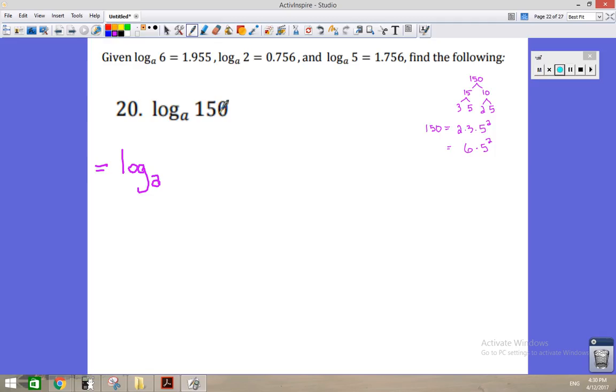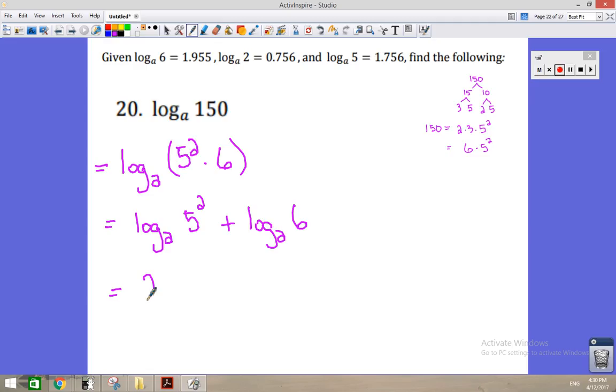Instead of 150, we'll rewrite 150 as 5 squared times 6. Now that I have multiplication, I can write this as log base a of 5 squared plus log base a of 6. By the power rule, this 2 as an exponent comes out in front as a coefficient, as a multiplier. And now I can look at my given information and substitute in my decimal numbers and I'll be done.